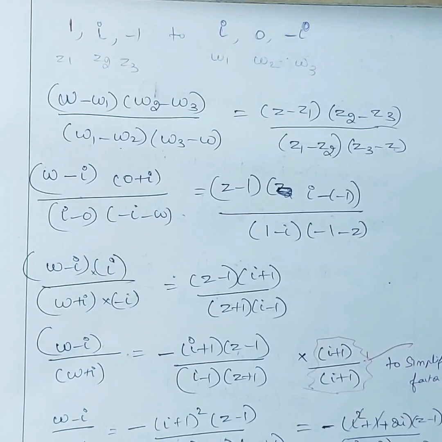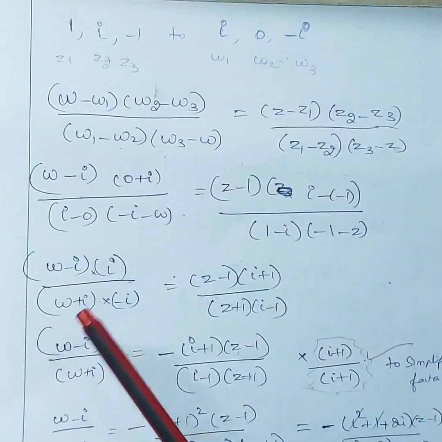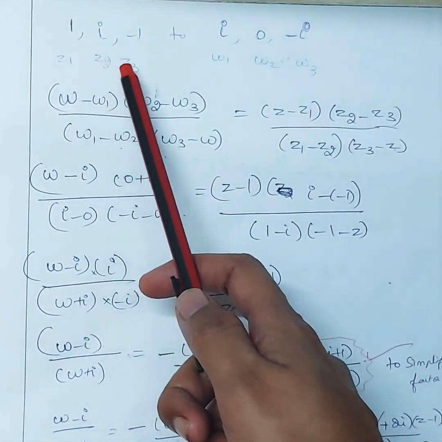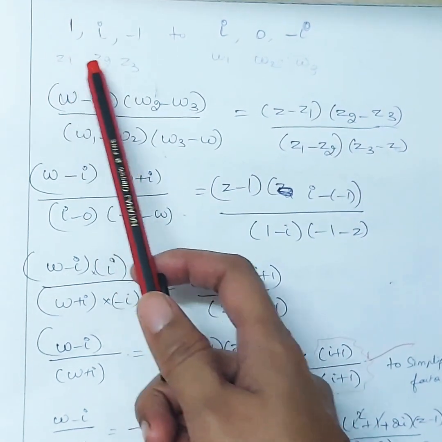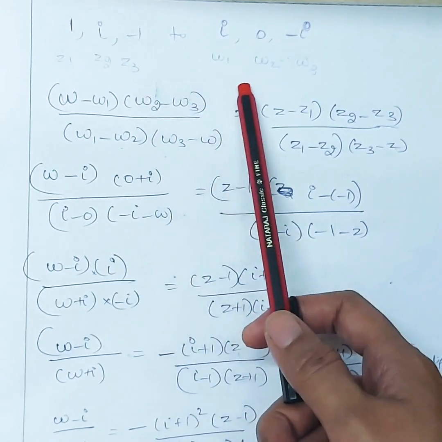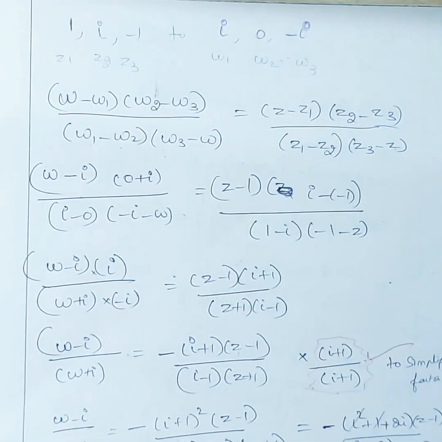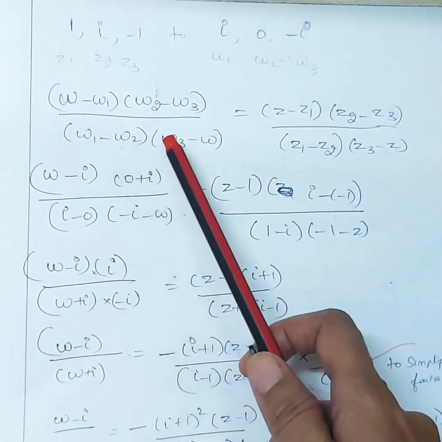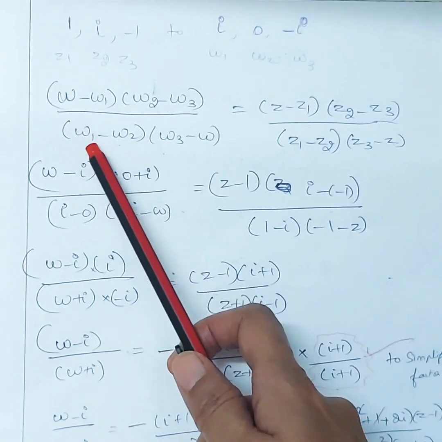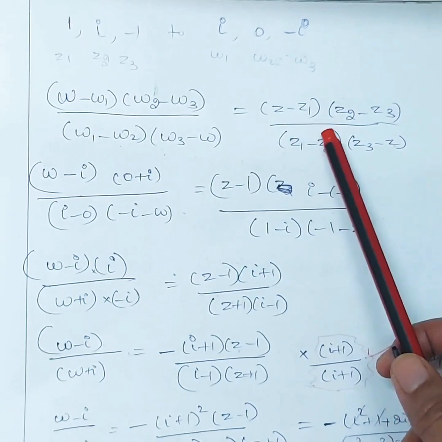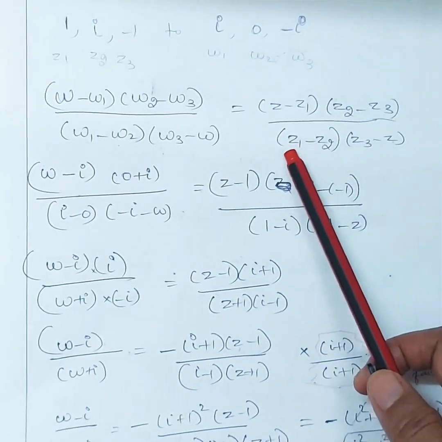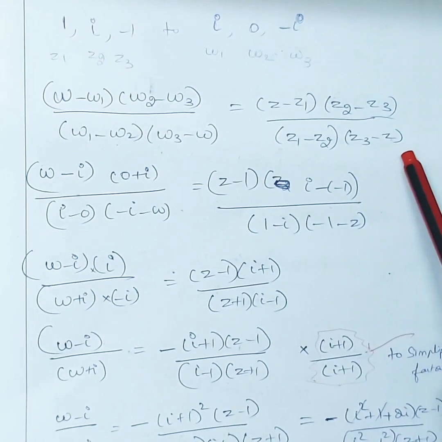Already in the last class, we have seen a few problems in bilinear transformation. Let's see this problem. Find the bilinear transformation that maps 1, i, -1 to i, 0, -i. So the points Z1, Z2, Z3 are given and W1, W2, W3 are given. First we are going to use the cross ratio formula: (W minus W1)(W2 minus W3) divided by (W1 minus W2)(W3 minus W) is equal to (Z minus Z1)(Z2 minus Z3) divided by (Z1 minus Z2)(Z3 minus Z).